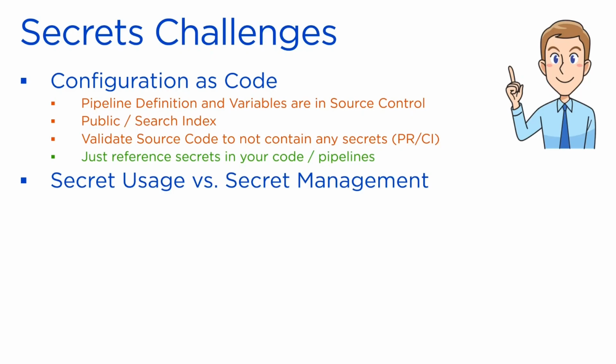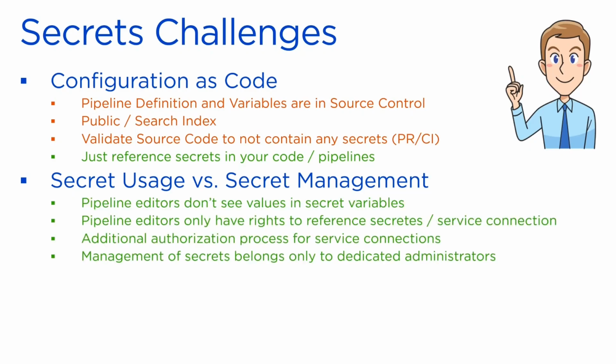So these links we can see from two perspectives. We need to distinguish between secret usage and secret management. Normally there are only a couple of people managing the secrets, knowing them, but the pipeline administrators do not know the secrets. They just need the permission to reference them inside their pipeline. So how do we do that inside Azure DevOps?